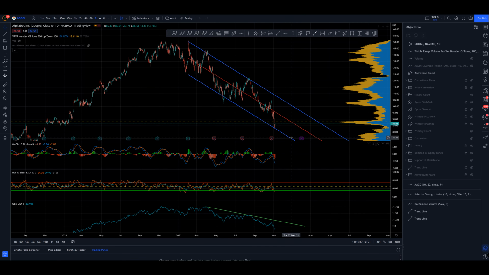We need to see positive momentum in here. We need to see a new overbought reading on the RSI. We need to see a break of this downward trend in volume. We need to see an impulsive move, and we need to see some volume come in behind it.